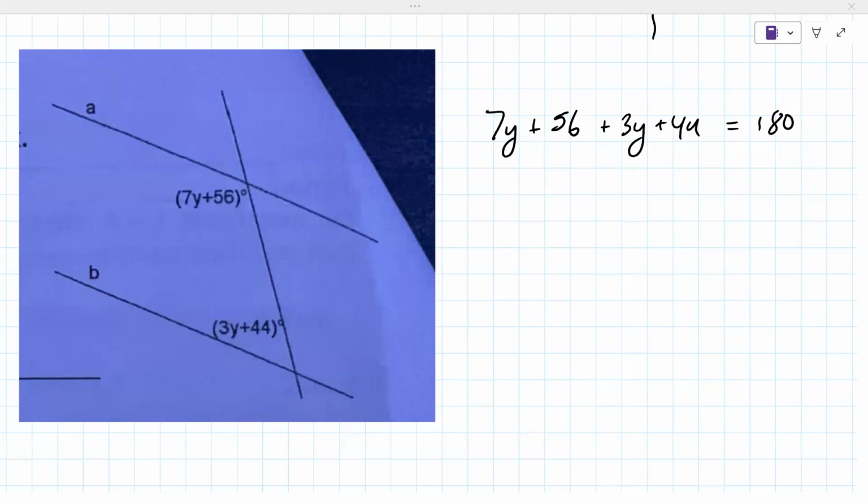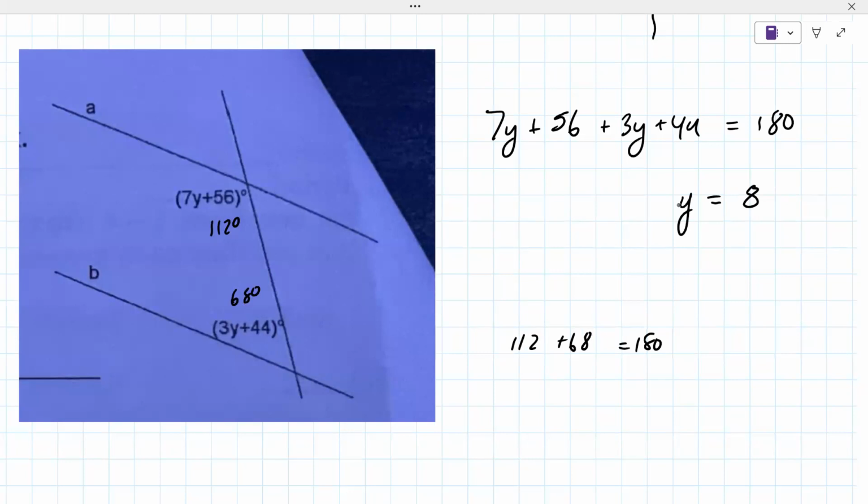Got it. What did you get for Y? Y equals 8. And then you plug that in. 7 times 8 plus 56 equals 112 degrees. 3 times 8 plus 44 equals 68 degrees. 112 plus 68 equals 180 degrees. That's right.